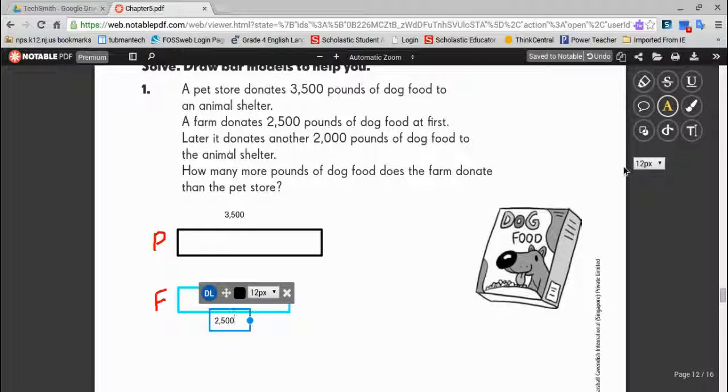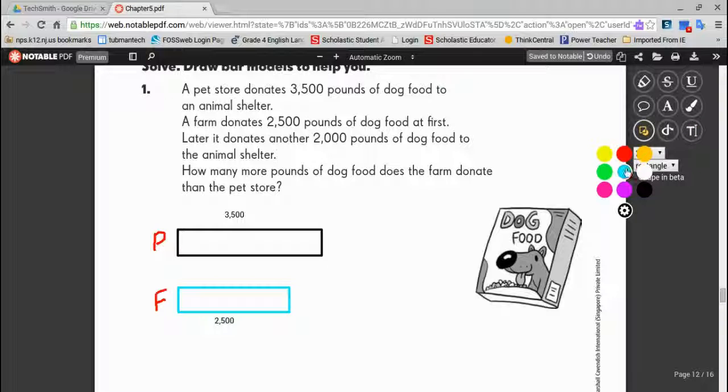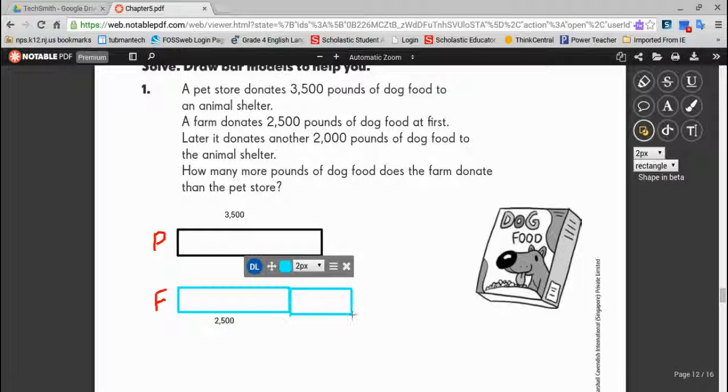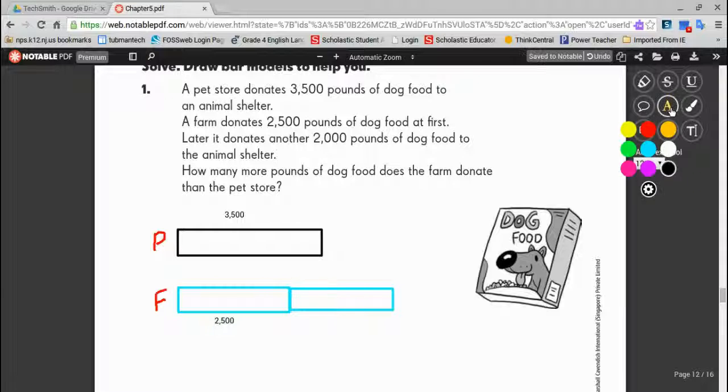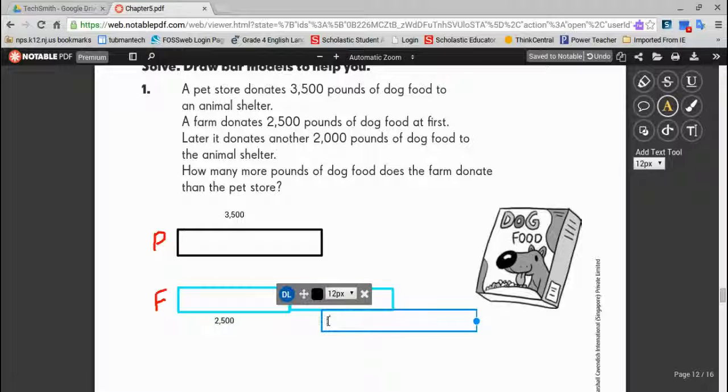Next, later it donates another 2,000 pounds of dog food to the animal shelter. Alright, so then the farm donates another 2,000. So I'm just going to extend my bar model, and I'm going to put another 2,000 pounds of dog food for my farm. Oops, one more zero.